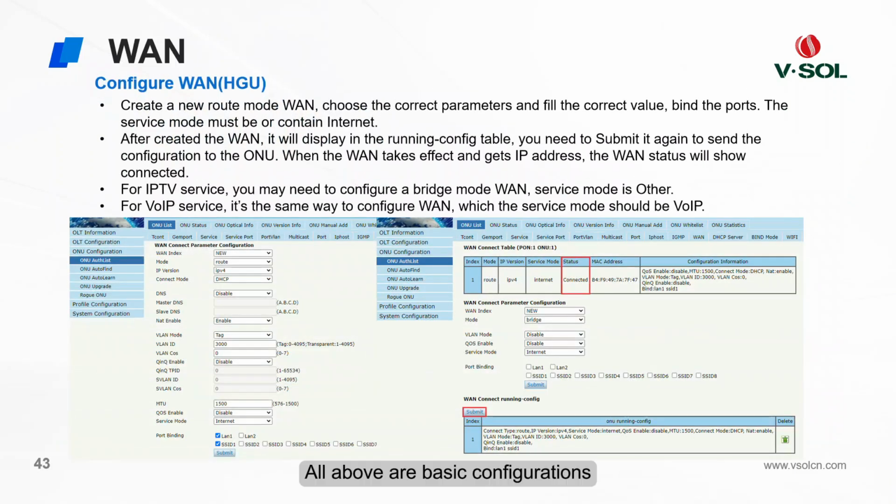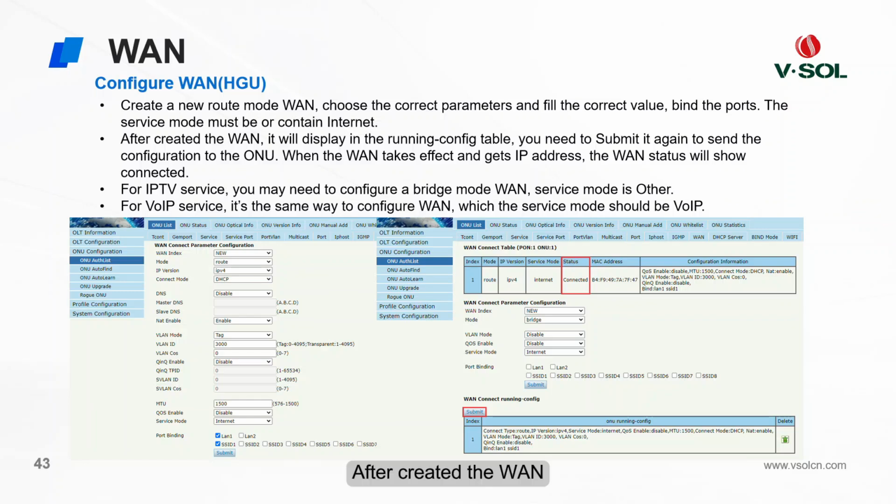All of the above are basic configurations for the PON data channel. For HGU type ONU, WAN configuration can't be forgotten. For EPON, just configure WAN after VLAN is configured. Create a new route mode WAN, choose the correct parameters and fill in the correct values, and bind the ports. The service mode must be or contain Internet.